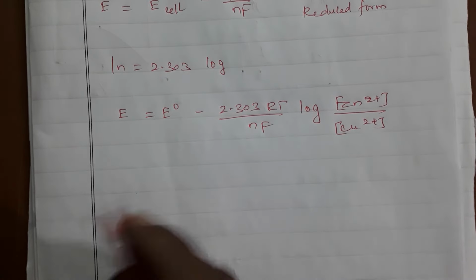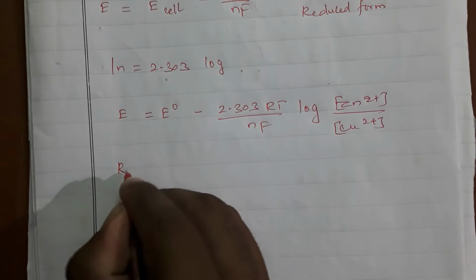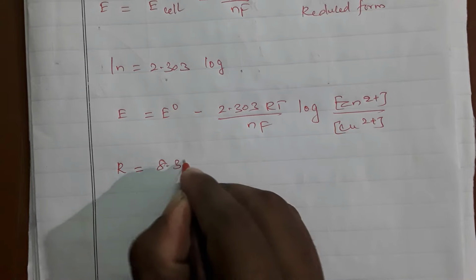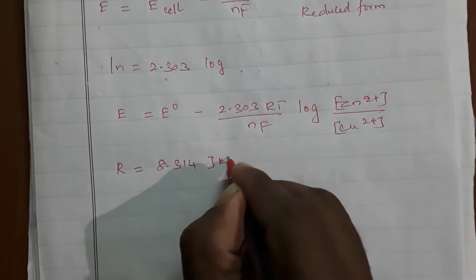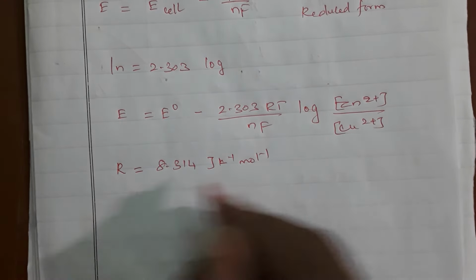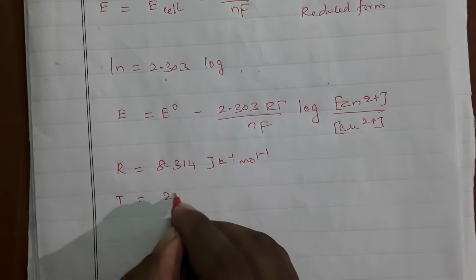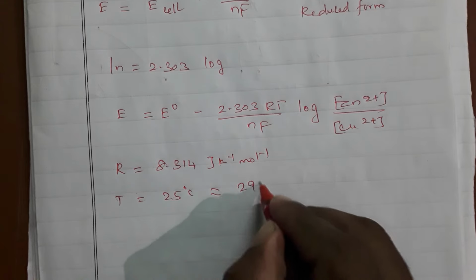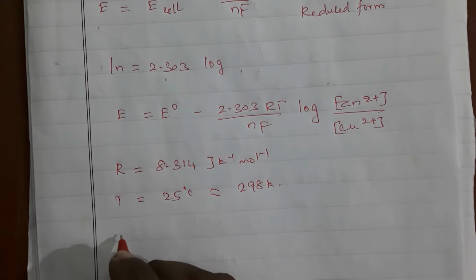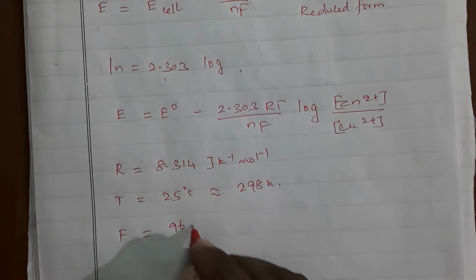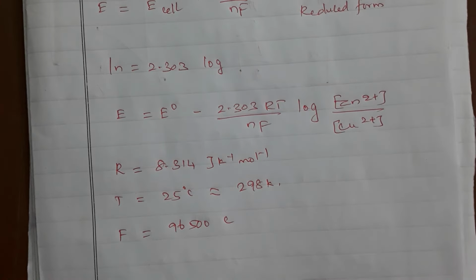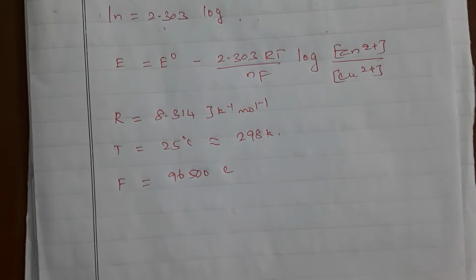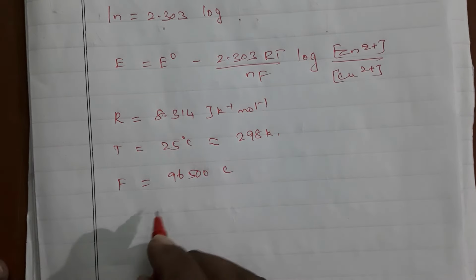Then you can substitute all the values. R is equal to the gas constant, that is 8.314 joules per Kelvin per mole. Temperature is 25 degrees Celsius, which we can convert to 298 Kelvin. The F value is 96,485 coulombs of charge, and you can take it as 96,500 coulombs.